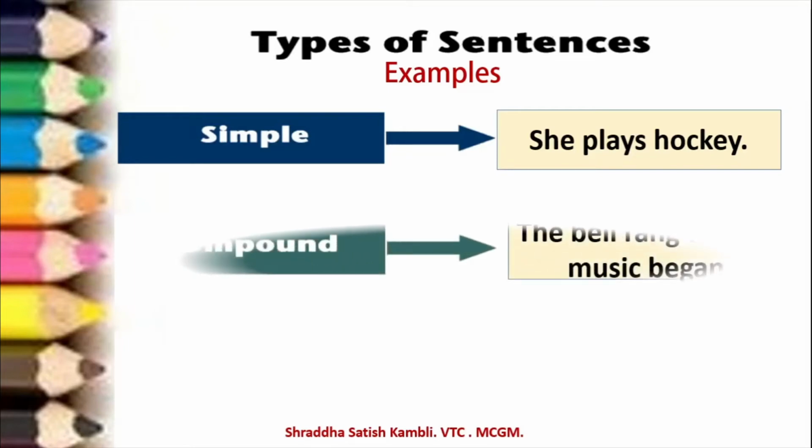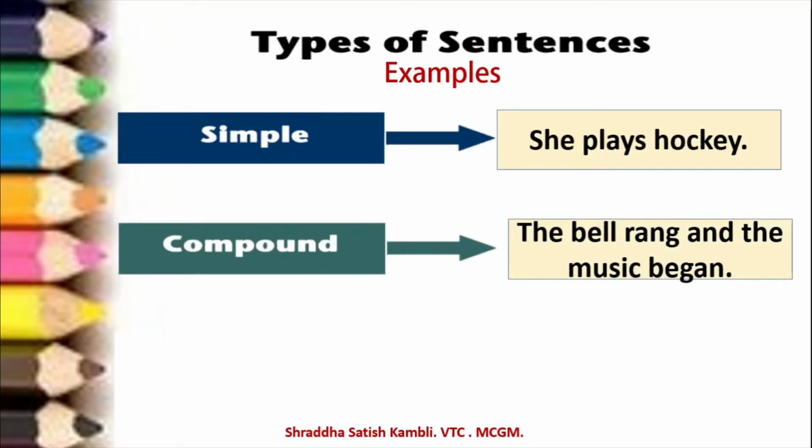Let us look at the next one, compound. Here you see there is a little bit of a complication. The bell rang and the music began. In the first one, there was just one person doing one thing. In the second one, there are 2 things happening together. The bell rang and the music began. So keep this in mind, okay? Keep these examples in mind. When we look at the meaning, you will be able to connect to the example.